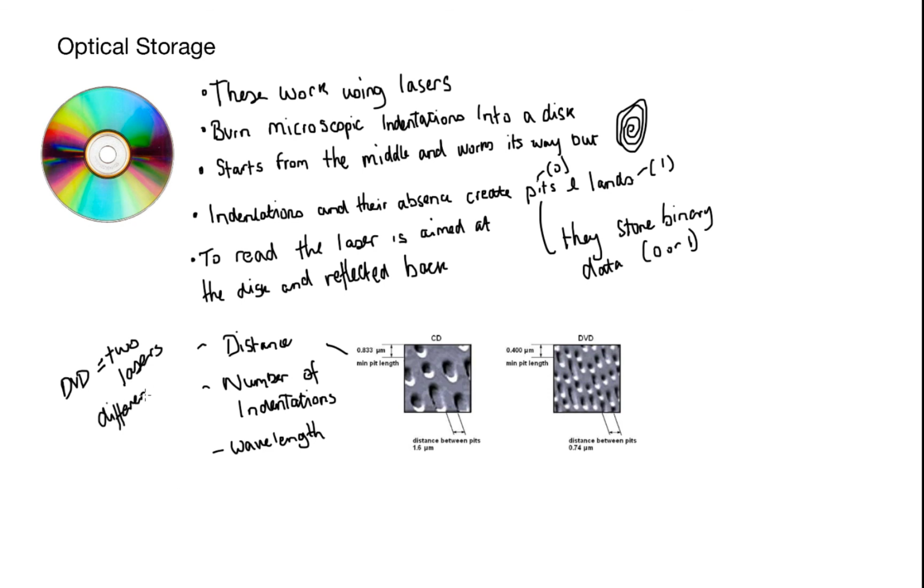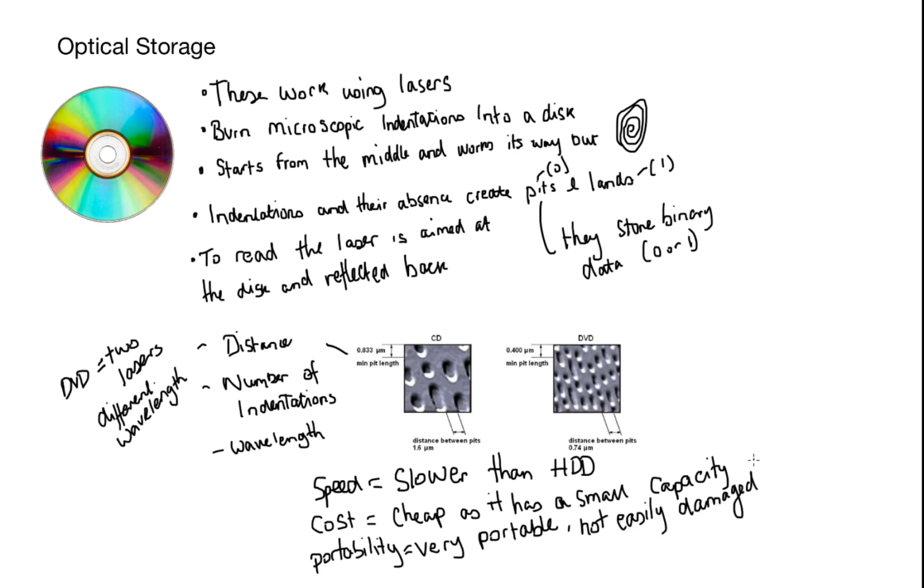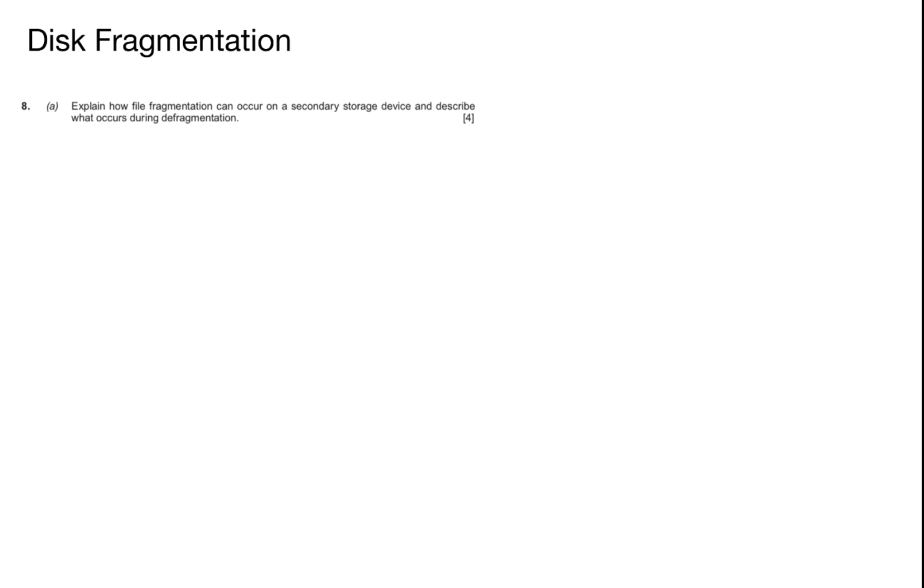Applying our speed, CDs are actually slower than HDD, which makes them also slower than SSD. The cost, well, they're fairly cheap, as the CD has a small capacity. They're very portable, as they're not easily damaged, unless you decide to go mental and take a screwdriver to the surface of the CD. So I think it's important now that we actually look at a very, very popular exam question.